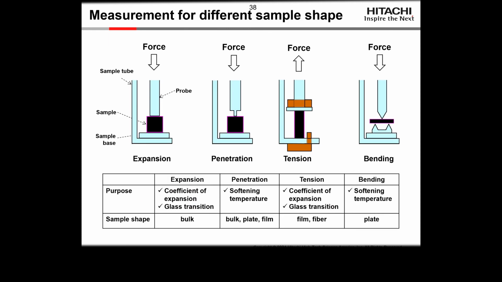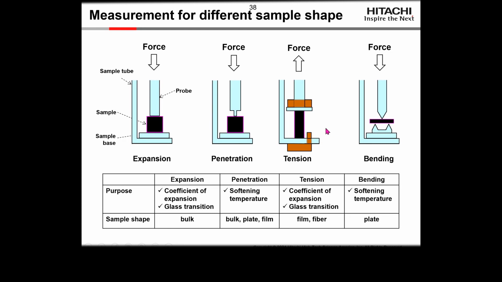Now, when you start dealing with bulk samples like this, we have to take geometry into account. So we do have the ability to do expansion and tension. We also have the ability to do penetration and bending. These tests give you something called a softening temperature, and they're older methods, so people like to be able to occasionally duplicate them to compare modern stuff to techniques that were done before people really knew what a glass transition was.